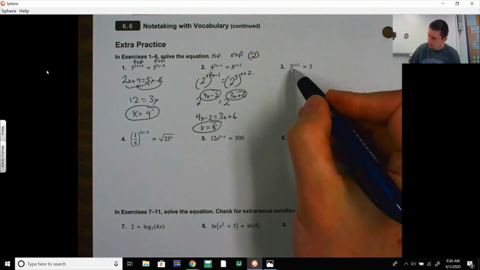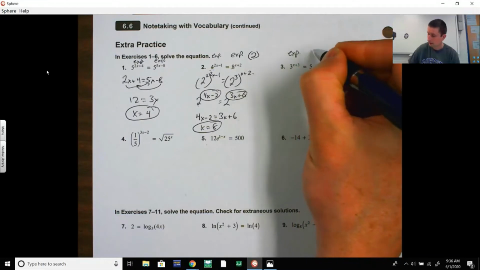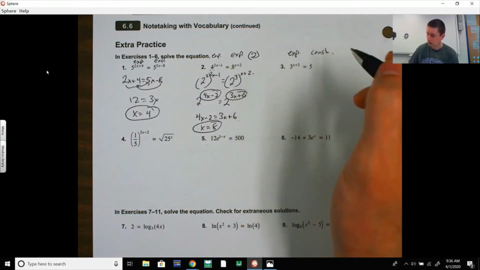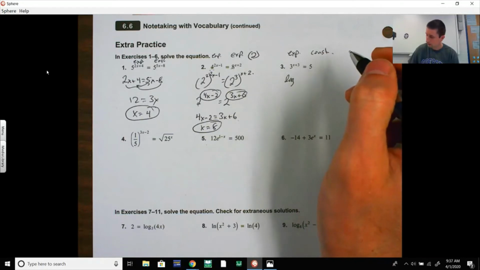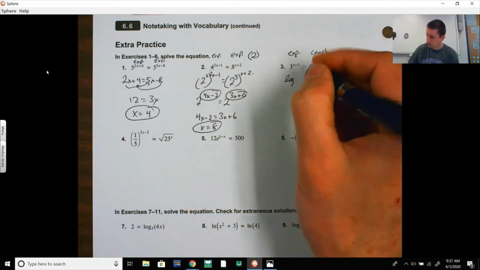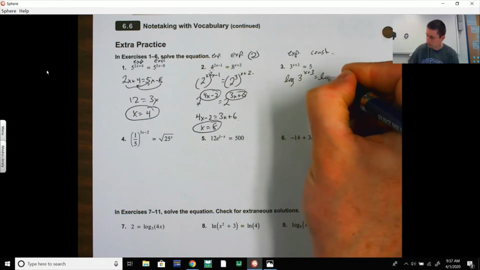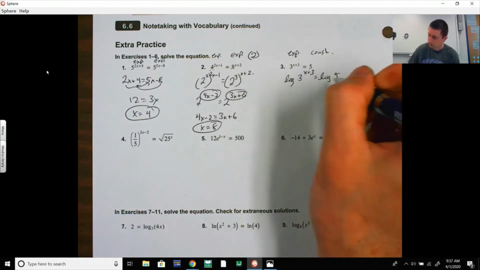Okay, here, 3 to the x plus 3 equals 5. This is an exponential equaling a constant. So we're going to take the log of both sides. This is an exponential. The inverse is a log. Now the log I use, I'm just going to use a common logarithm. So not log base 3. So log of 3 to the x plus 3 equals log of 5.